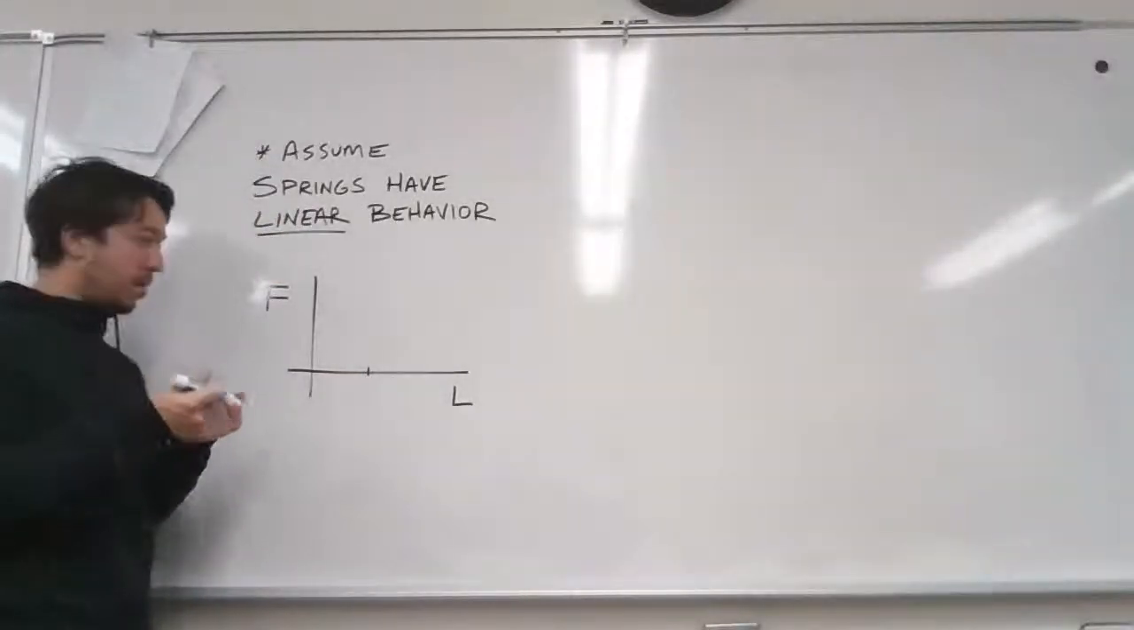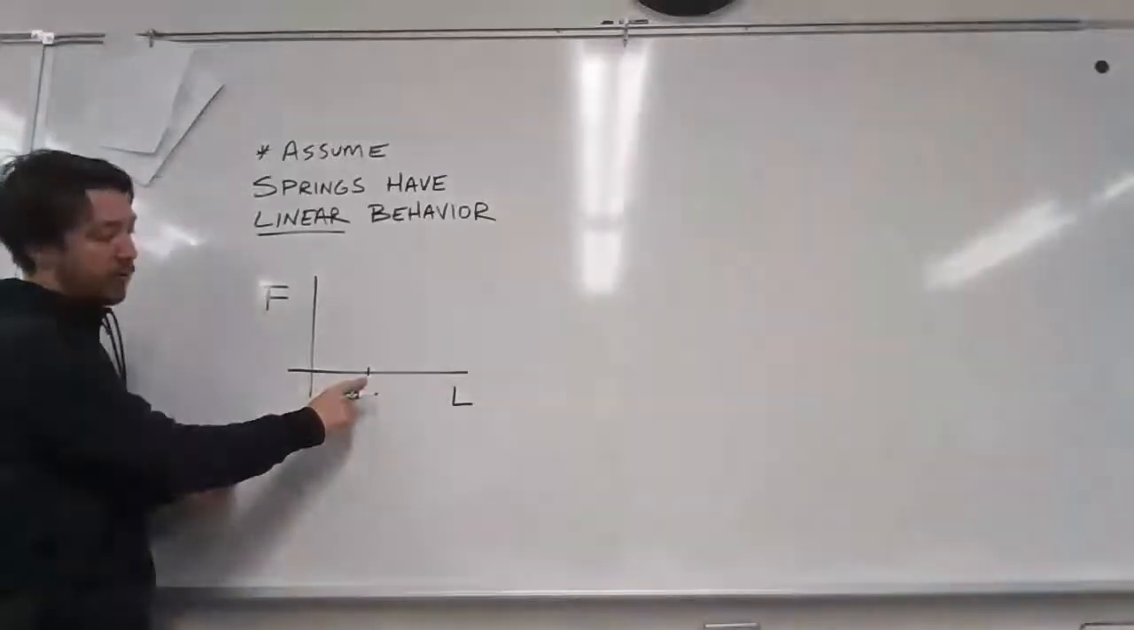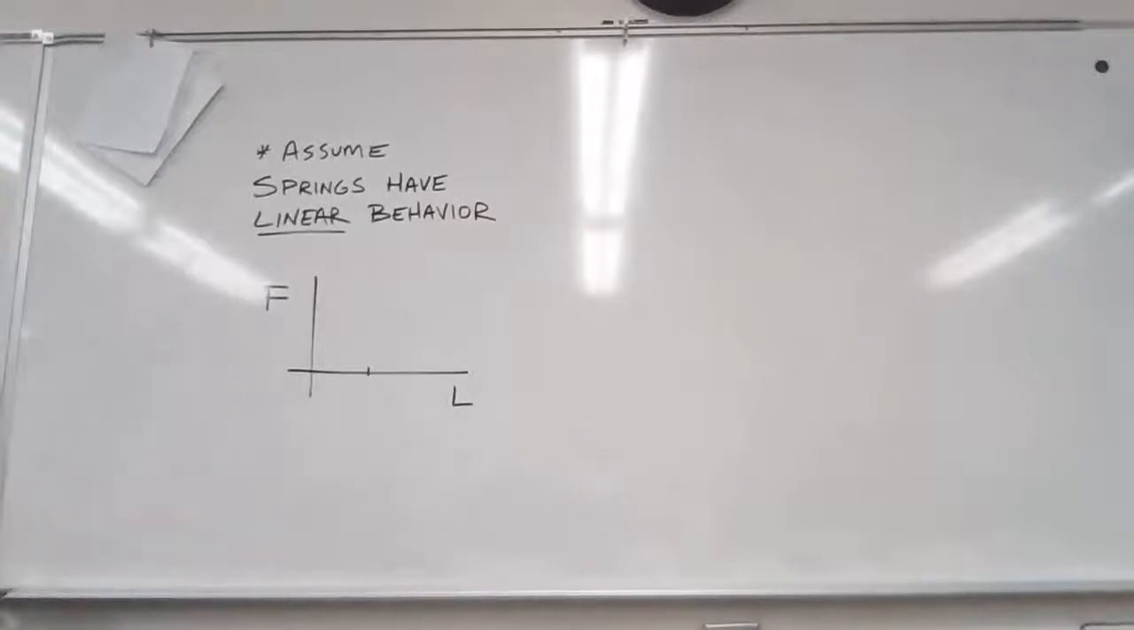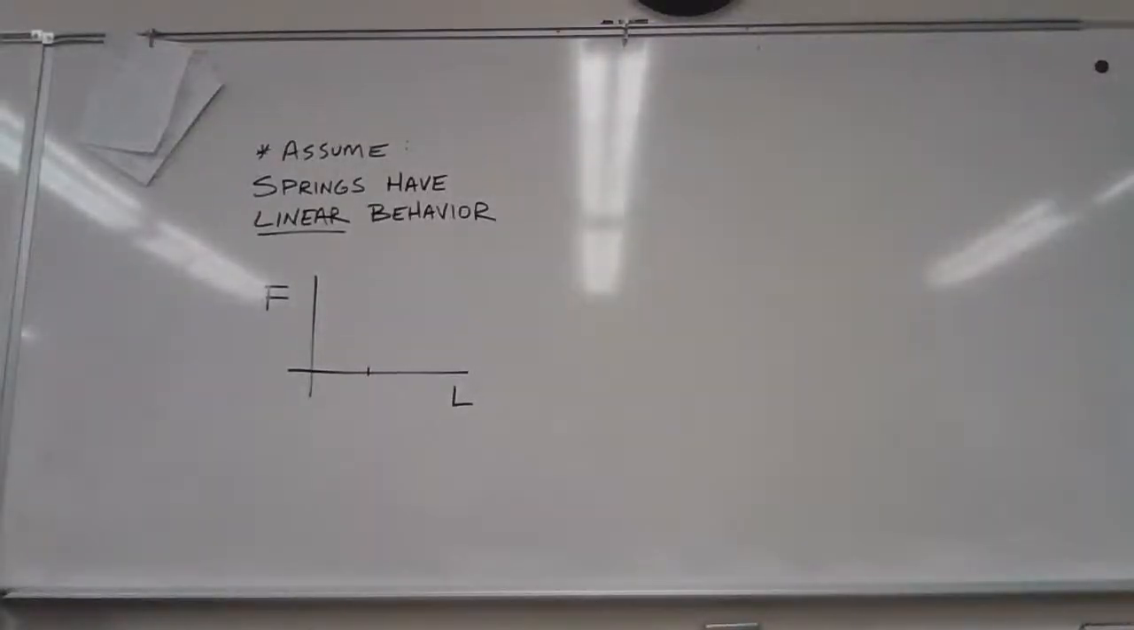Because like this point, for example, would be if the spring is just chilling there. Let me grab a spring, just a little visual aid here. This one works.